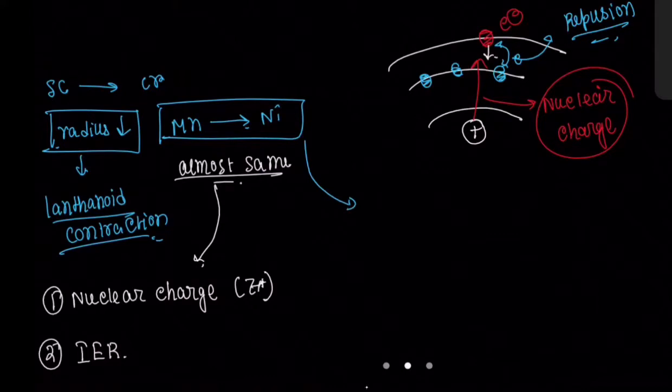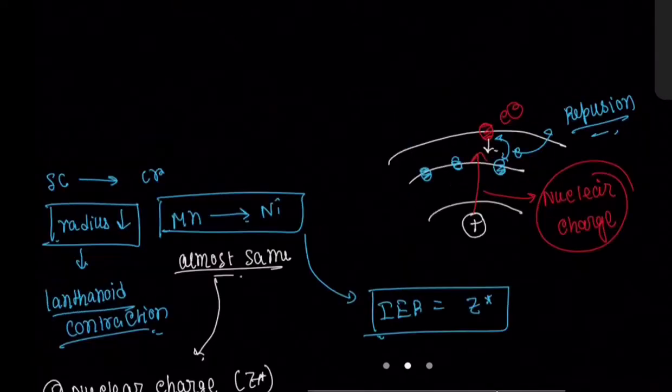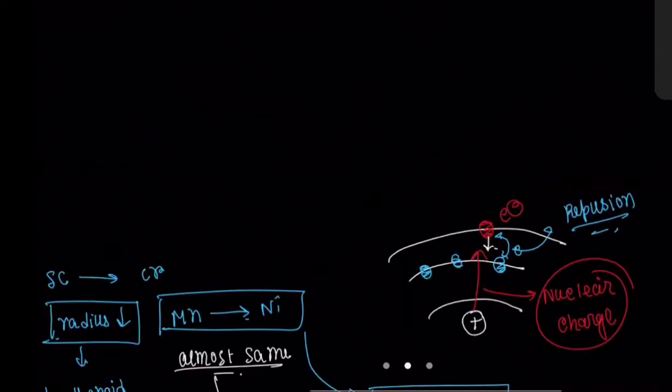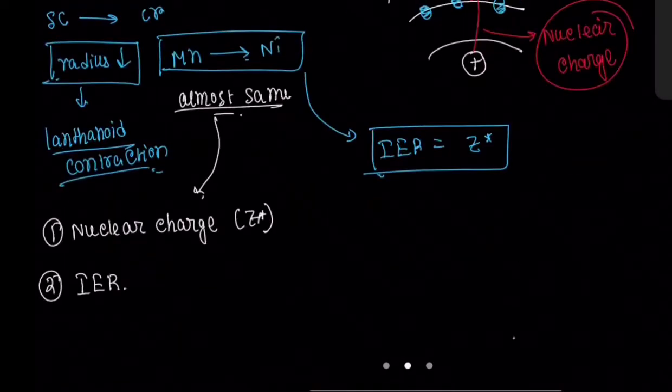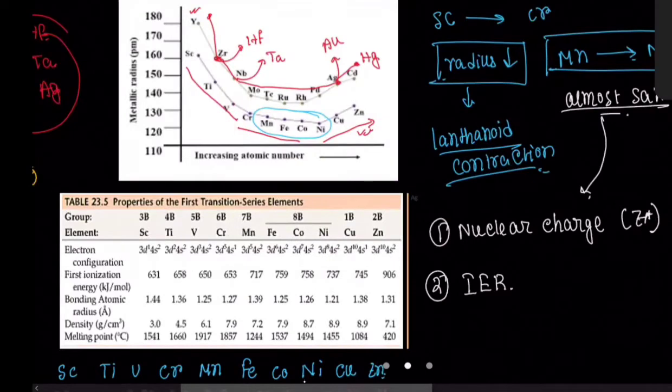and nuclear charge would try to let them come closer. So actually interelectronic repulsion and the nuclear charge, both of them are exactly the same over here. That's why it is neither decreasing nor increasing. Now if you just have a look at the last part, from copper to zinc, over there you'll be able to see it is increasing.